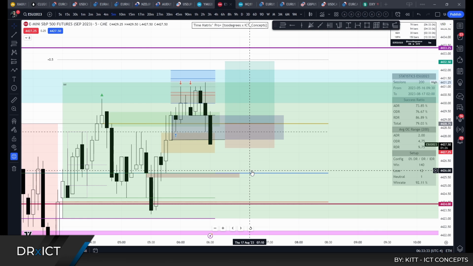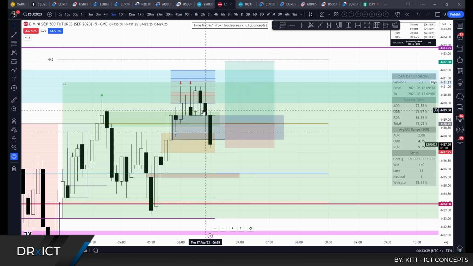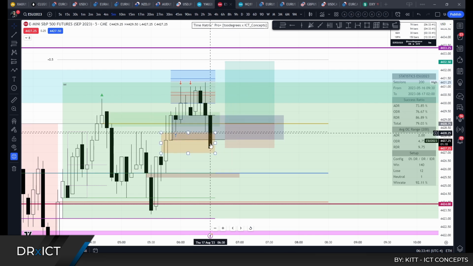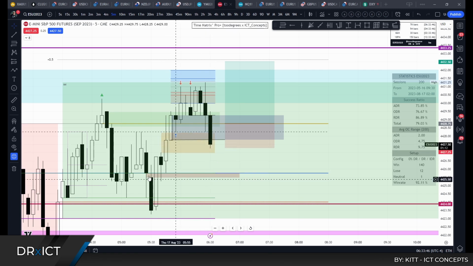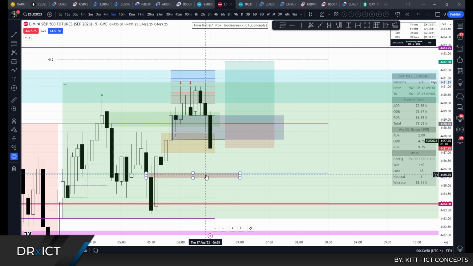For me, this is nothing more than getting in sync. And this line we draw out, acting as support. This fair value gap is hitting. Got one more PD array that I think is going to be important.